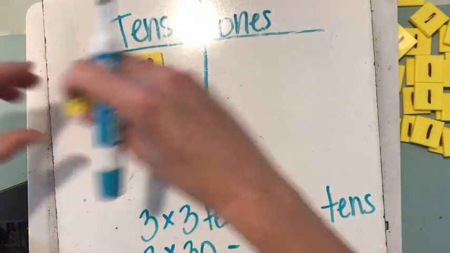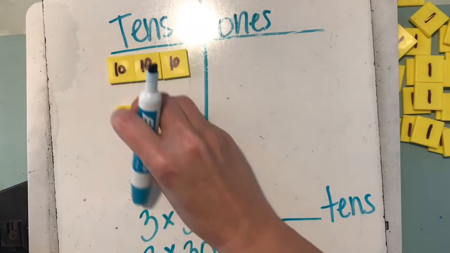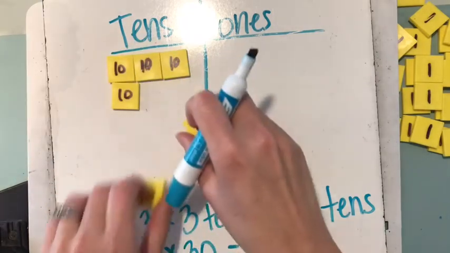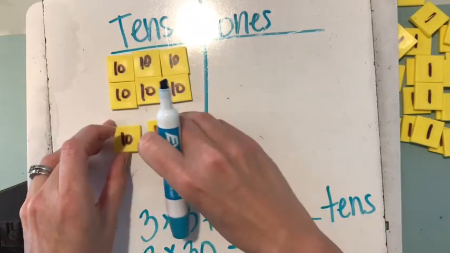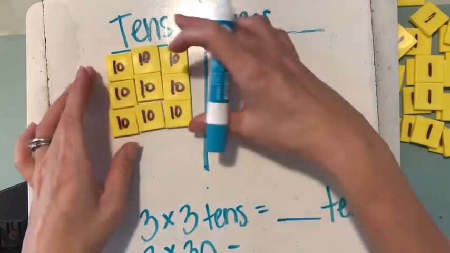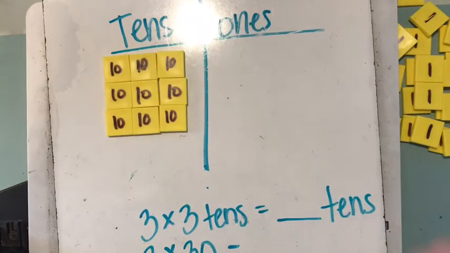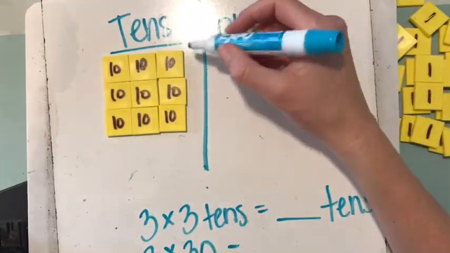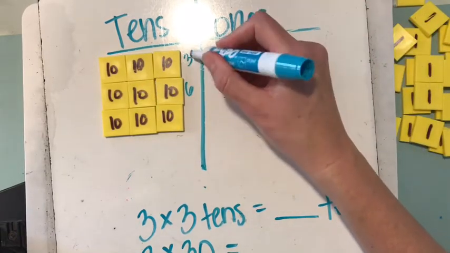So I have 1 row of 3, 2 rows of 3, 3 rows of 3. There we go. Cool. Okay. Now I can solve, right? So I have 3 tens. I have 6 tens.